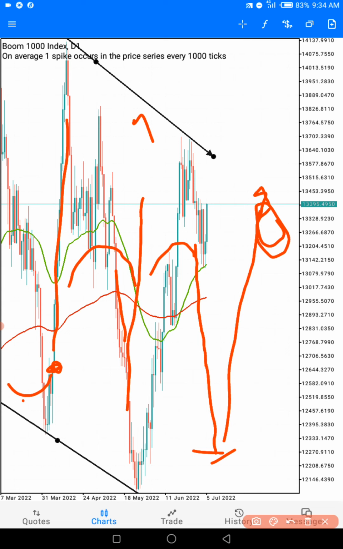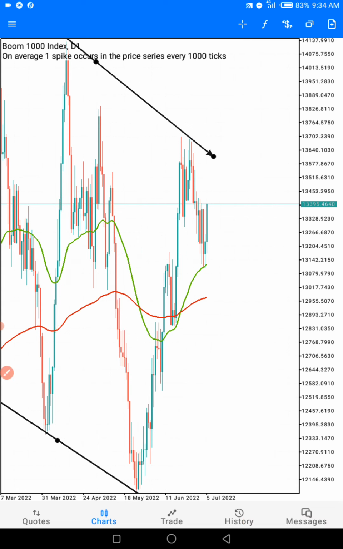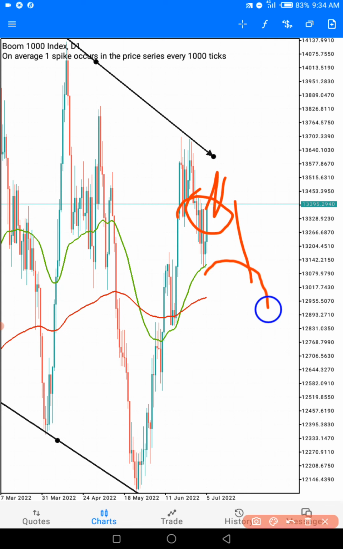Now this is how we're going to see the market. It's going to consolidate a bit, you move a bit, then it's going to hit. This moving average is going to come down. There's going to be another crossing, just as we have it now.